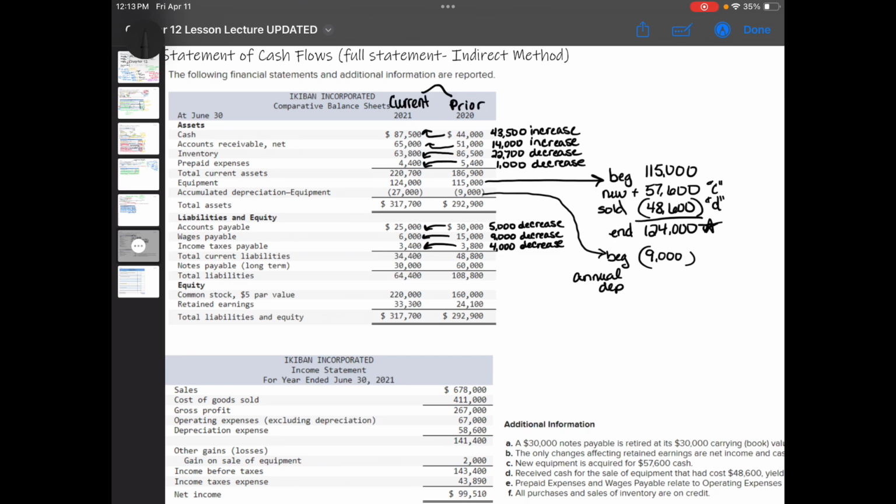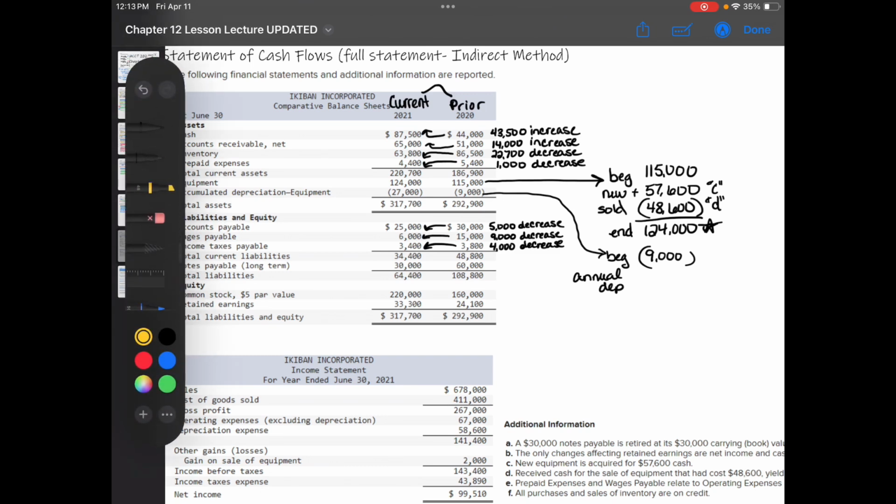And I can see from the income statement, it's right below here, I'm going to highlight it. It says depreciation expense was 58,600. So I'm going to write that in right here. And so 58,600, that's added, but because it's a negative amount, it's negative. So it's a credit. Credit is added to a credit, and they both look negative here.